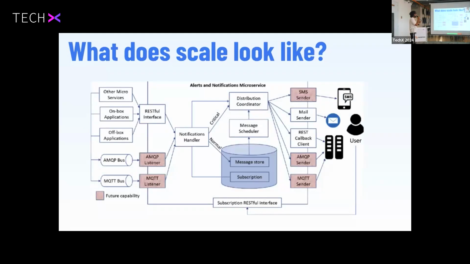What does scale look like? How many of you deal with architectural diagrams or microservices or architectural issues on a daily basis? Okay, total audience mismatch.